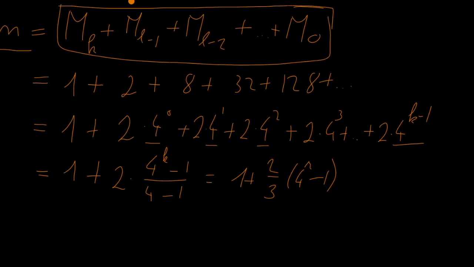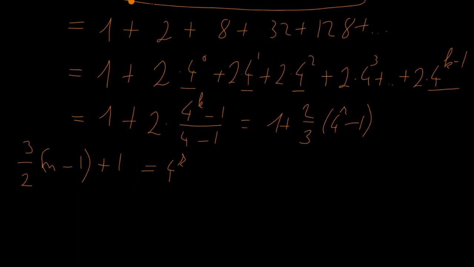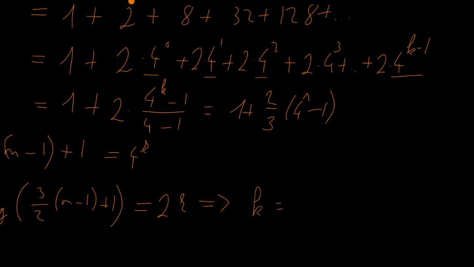So this means that (m minus 1) times 3 over 2, plus 1 is 4 to the k. And I'm just taking the logarithm, so it's just the logarithm of 3 over 2 times (m minus 1) plus 1 is 2k. And finally, if I wish, I can say that k is log of (3 over 2 times (m minus 1) plus 1), divided by 2.